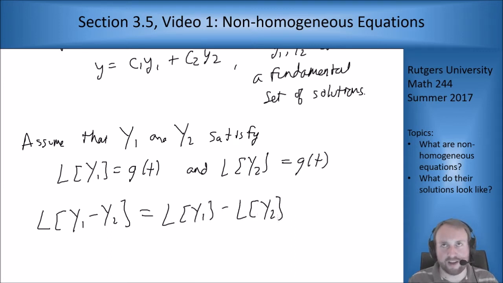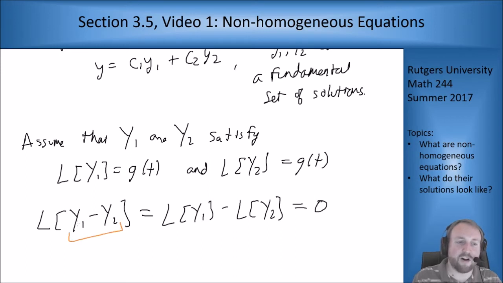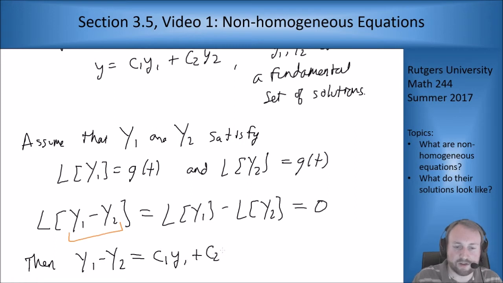If you want to go back to that video and look at it again, you can. But L of Y1 is g, L of Y2 is g. So this is 0. So what I have is this function here, and I know that L of it equals 0. But we just talked about a moment ago what that means. If that equals 0, then I know Y1 minus Y2 equals c1y1 plus c2y2 for some constants c1 and c2.